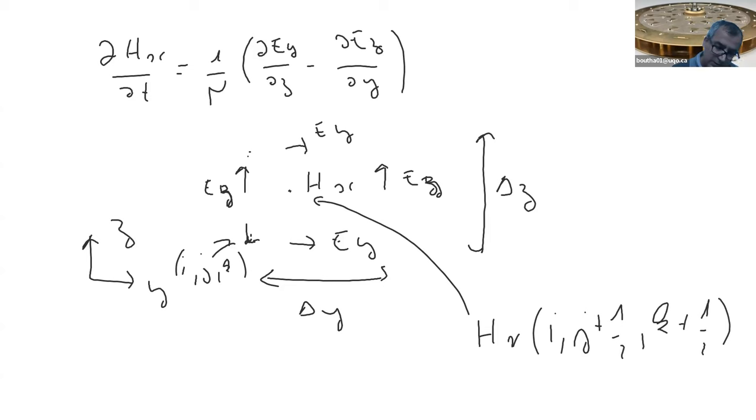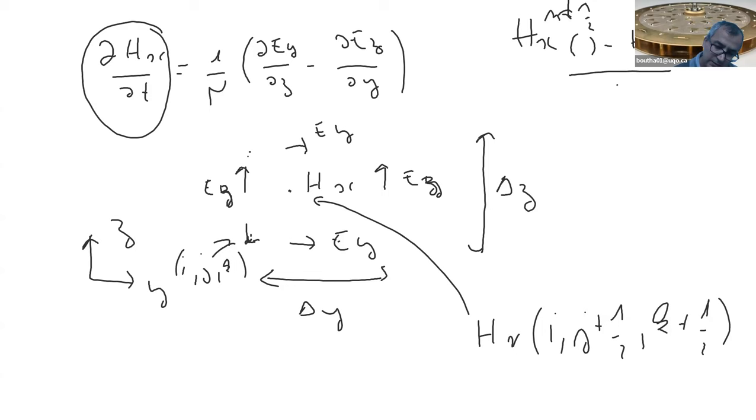Okay. Then in this equation, we have the derivative with time. This derivative with time will give us something like that: Hx at n plus half, at that position that we said, because I don't have any space, minus Hx at n minus half, at the same point here. And here we have delta t. So that will be for this one here.